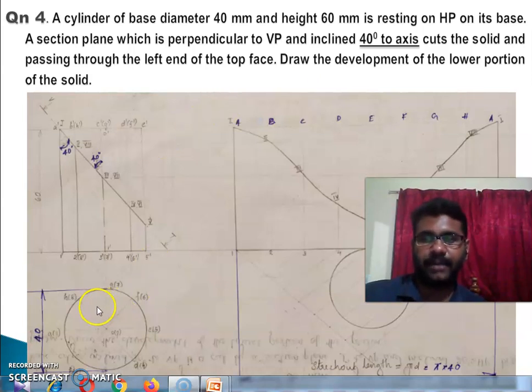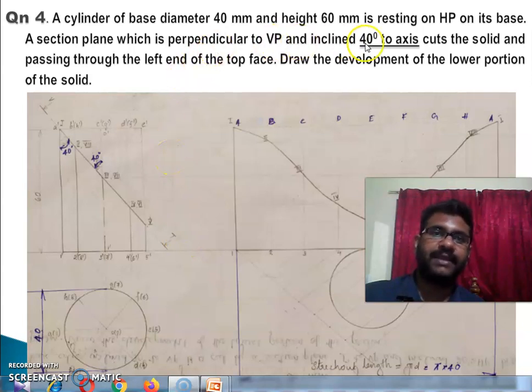So initially complete the top view, that is a circle, and divide the circle into 8 equal divisions and mark the cylinder points as A1, B2, C3. All these points represent generators. Complete the front view and draw the section plane as per the given question.